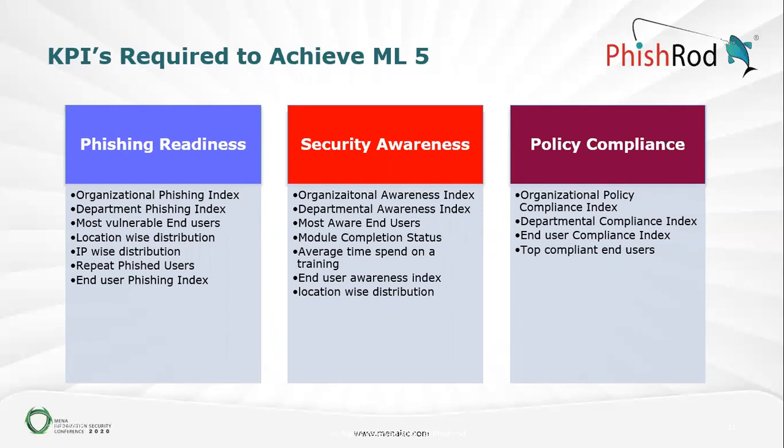Similarly, when you are creating an awareness program, you should know where the organization's awareness index stands. How about the departmental awareness index? Who are the most aware users who are actually taking part in awareness programs? And similarly, who are the people who are taking the most part in the organizational policy compliance? Luckily, in PhishRod, we have this entire thing covered, because the entire PhishRod application is designed to help organizations reach maturity level 5.